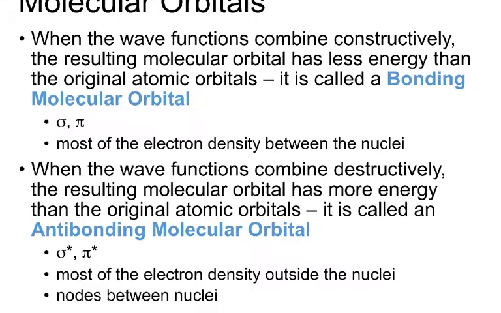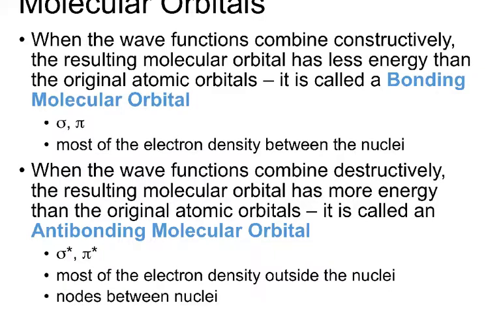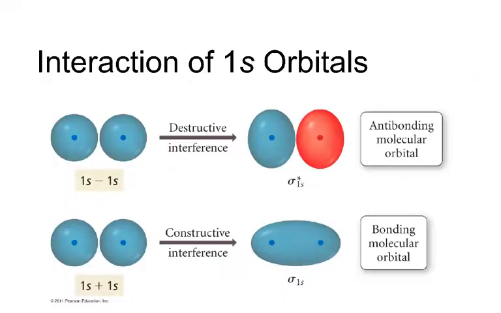When our wave functions combine constructively, we get a bonding molecular orbital, which allows for most of the electron density to be between the nuclei. When the wave functions combine destructively, we get what's called an antibonding molecular orbital, which has most of the density outside the nuclei and a node in between the two nuclei.